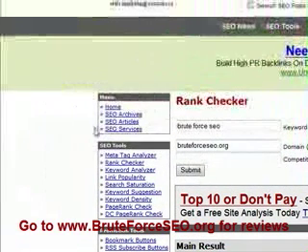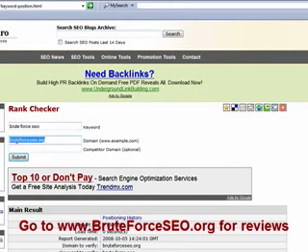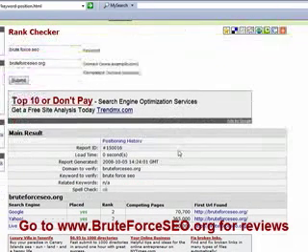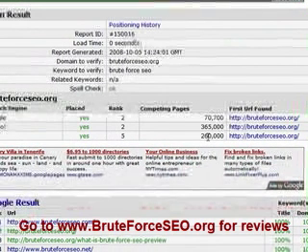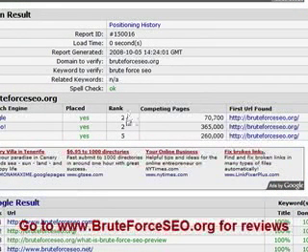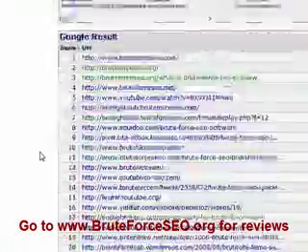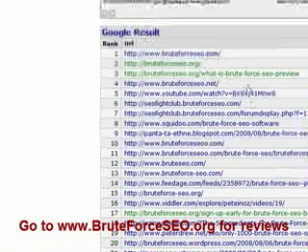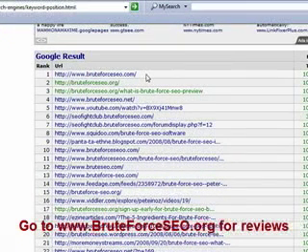Okay, so let's take the first central keyword, Brute Force SEO, for BruteForceSEO.org, and let's have a look at the results. For that keyword, key phrase, at the moment I rank 2nd in Google, 2nd in Yahoo, and 5th in Microsoft Live, and we can see the competition here. Well, let's look down at what that actually means. First we can see BruteForceSEO.com are in the lead here, and that's hardly surprising.